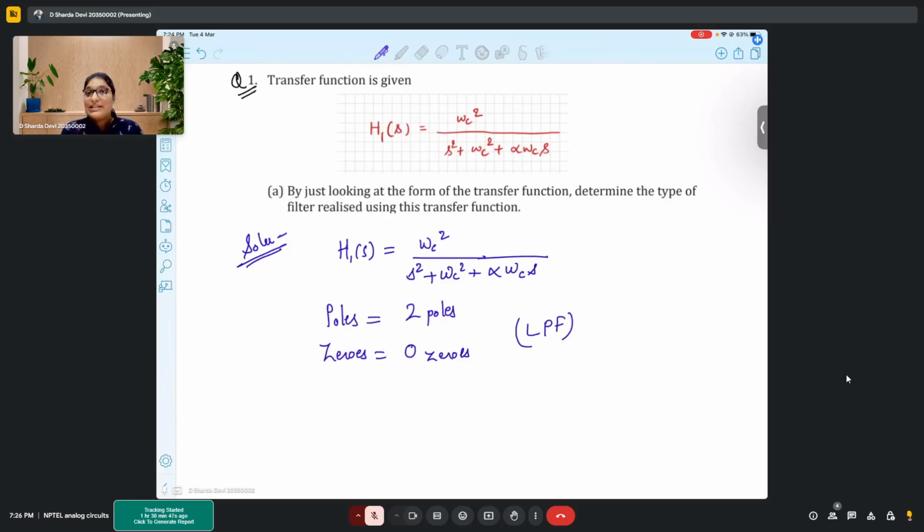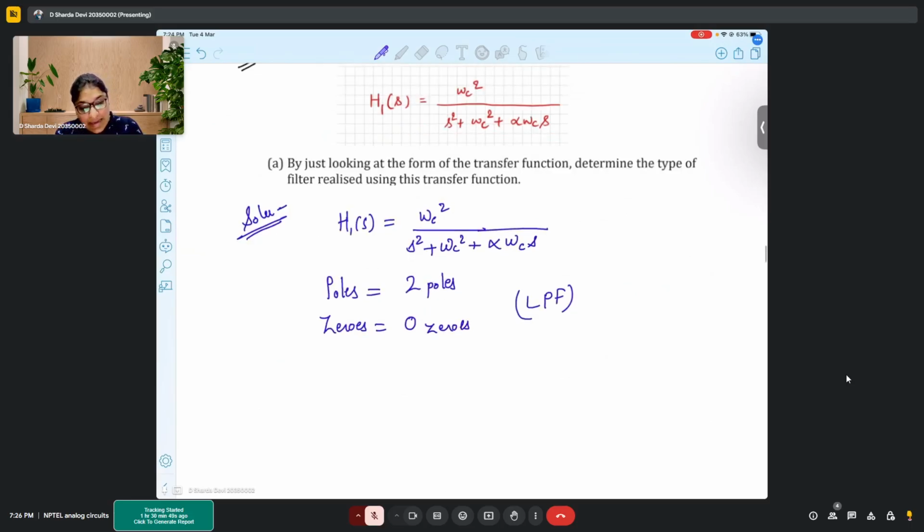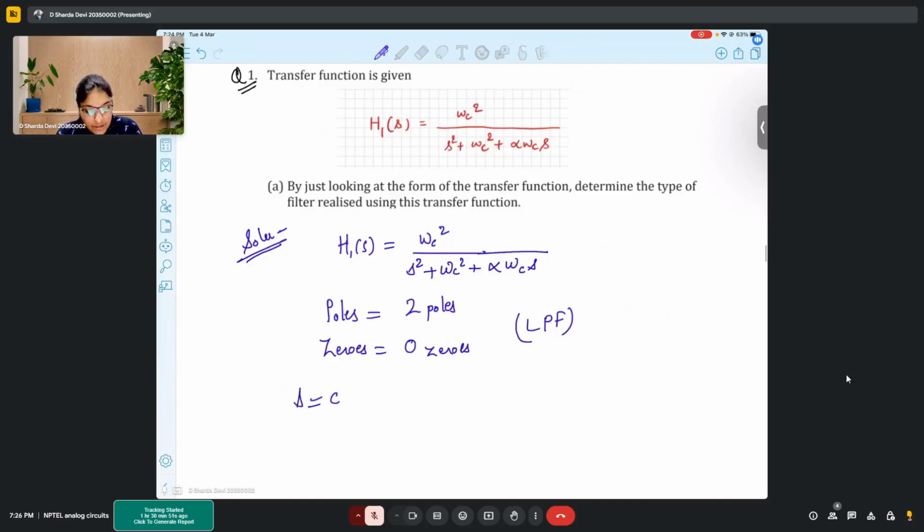Now, what other analysis can we do? Let us put S equal to 0. S equal to 0 means low frequency. Okay?